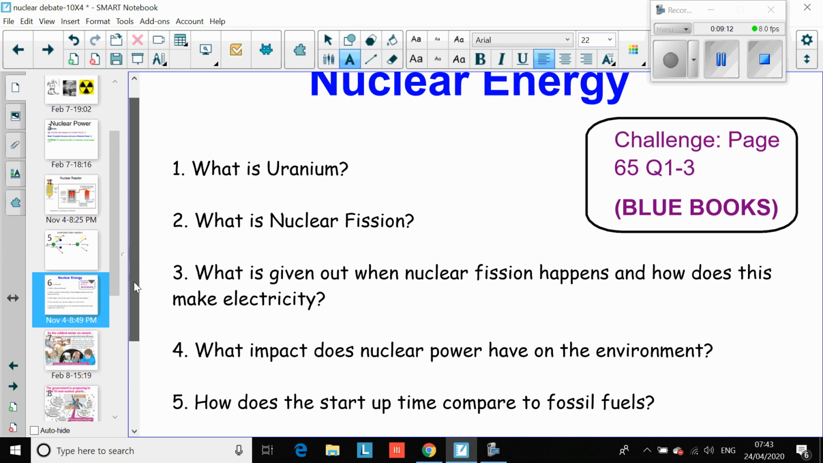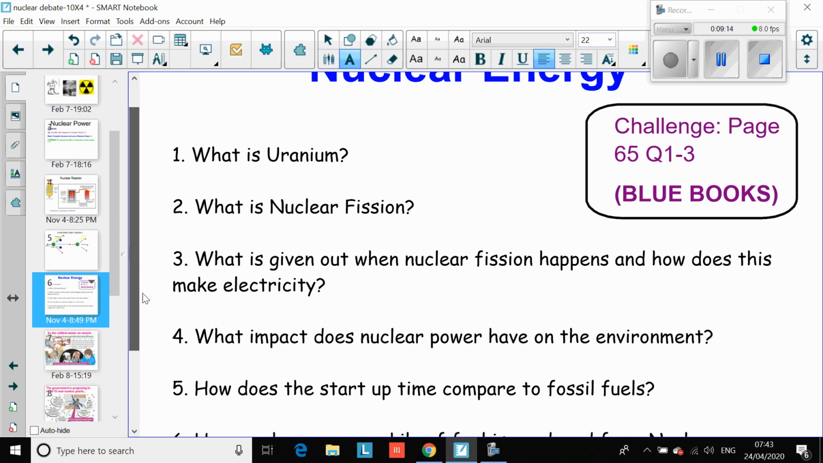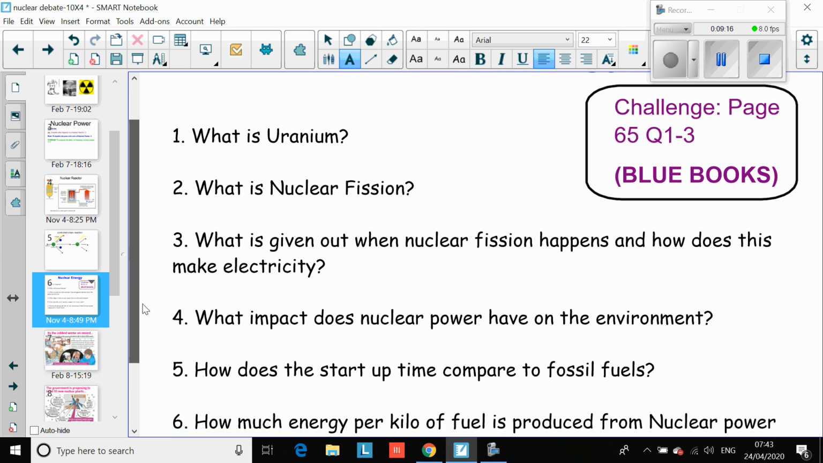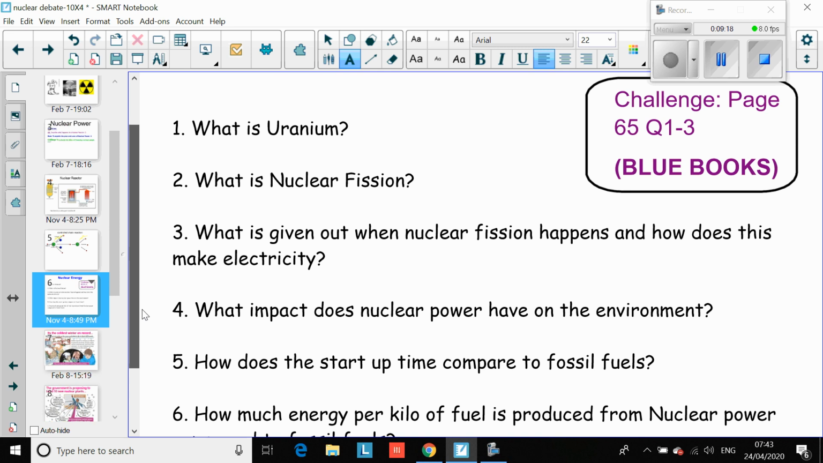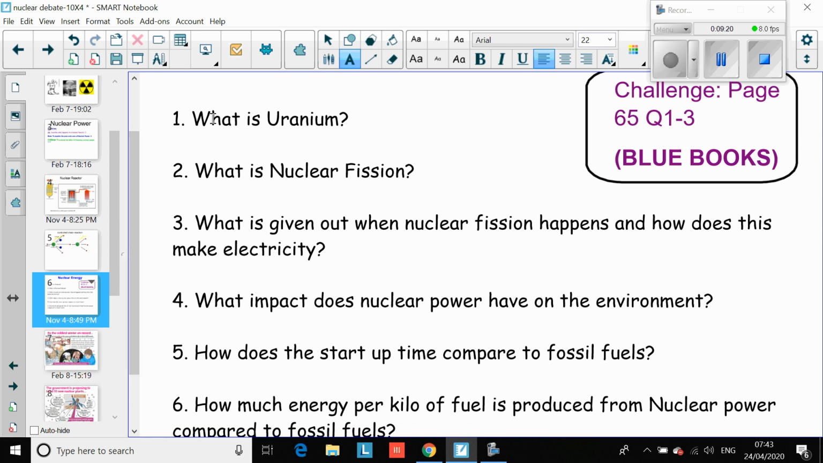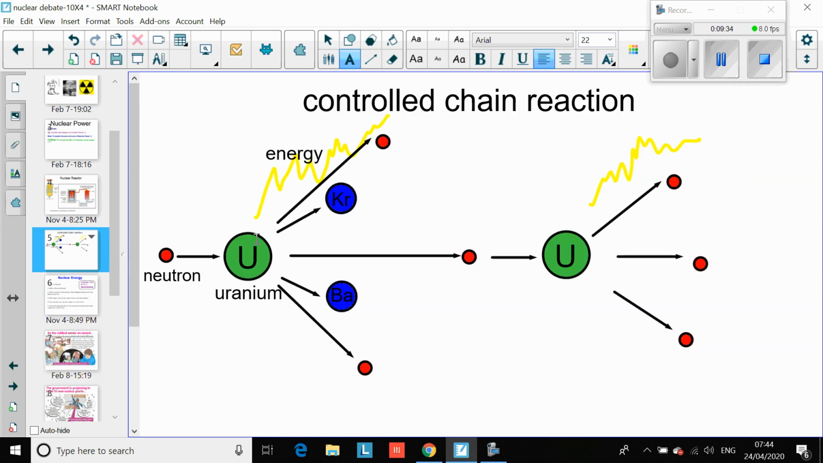Right, so these are some key questions about nuclear energy. These are actually in the exercise books, but we don't have those, so I'm just going to talk you through these. What is uranium? Right, uranium is the radioactive fuel which basically powers a nuclear power station. What is nuclear fission? Right, fission is basically a fancy word for splitting. That is nuclear fission, when a uranium nucleus splits and gives off neutrons and daughter nuclei like that.